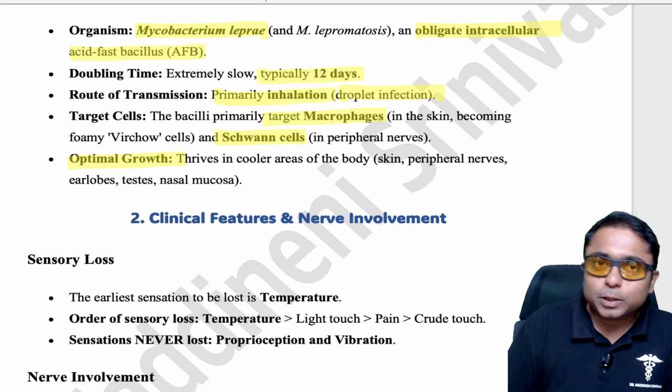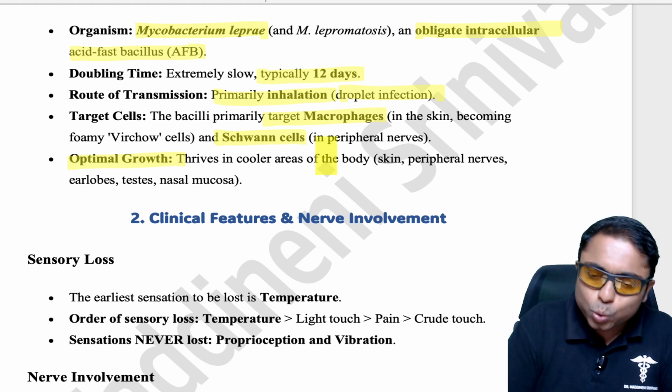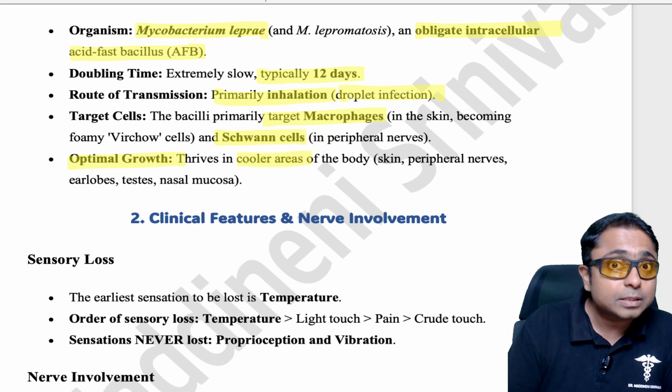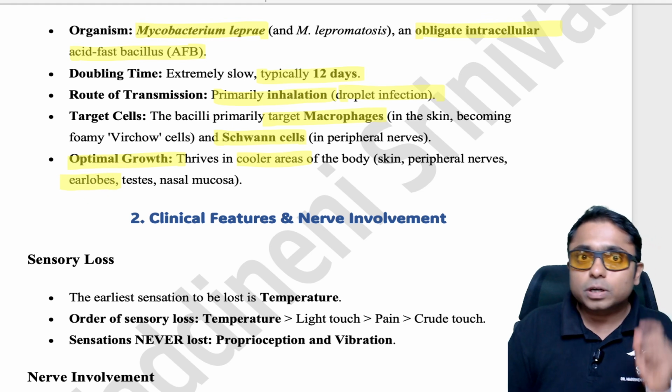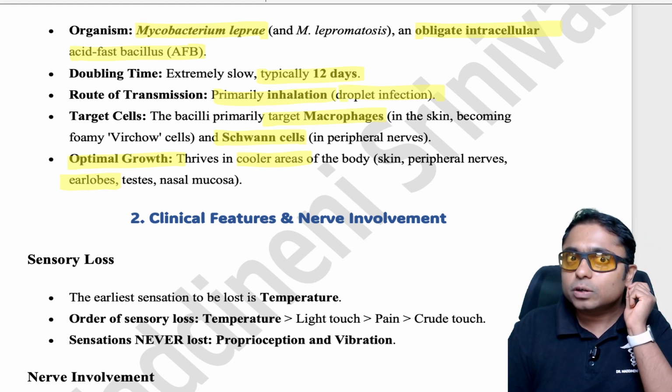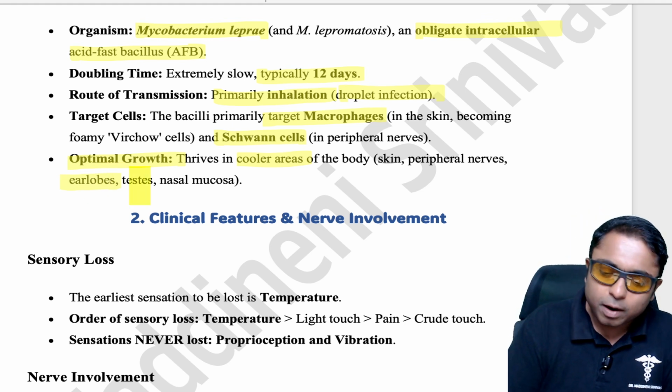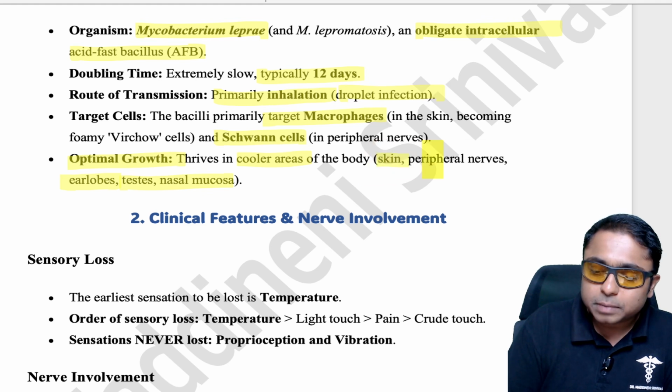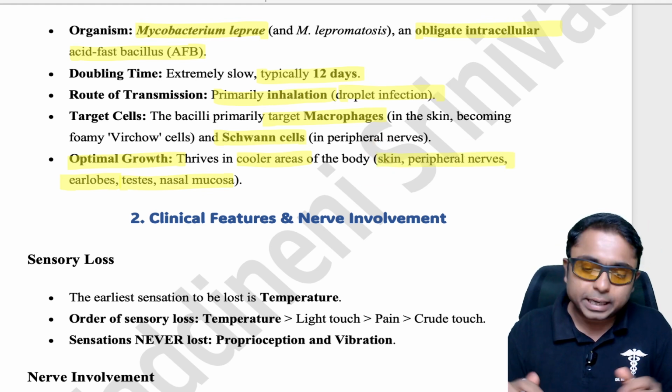For the optimal growth of this organism, it requires a cool body temperature where it is going to be present. That's why it is present in the earlobes, where we do the slit skin smear. And apart from the testis, nasal mucosa, skin and peripheral nerves are other cool areas.